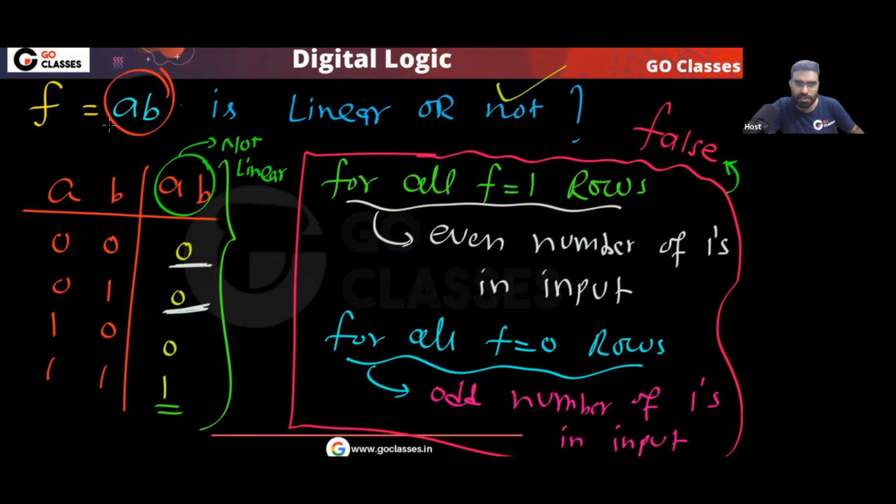You can notice in this function f equal to AB, for all f equal to 1 rows, you can see this is the f equal to 1 row. For this row, the number of ones in the input is even. So for all the 0 rows, the number of ones in the input should be odd. But you can notice in this row, you are getting an even number of ones in the input, and for this row, an odd number of ones. So I can say this function AB is not linear.